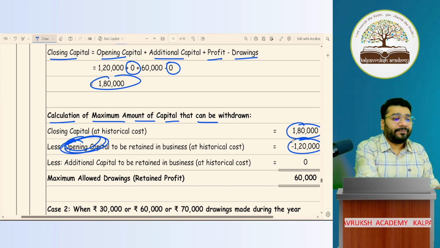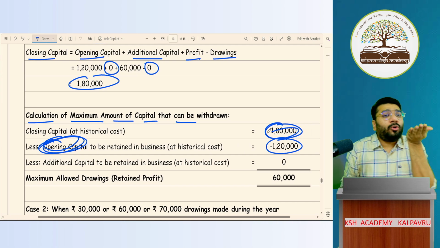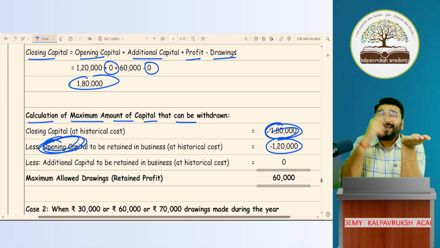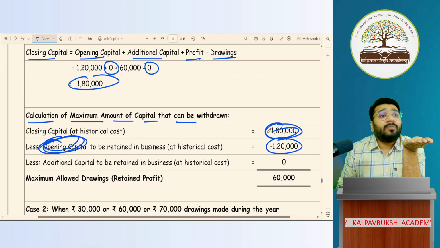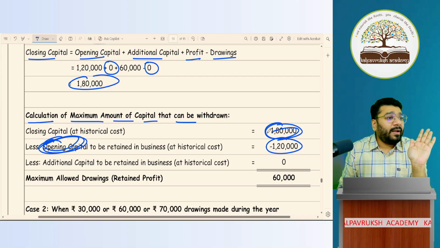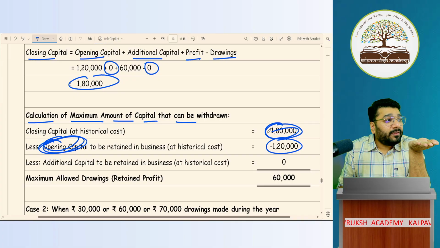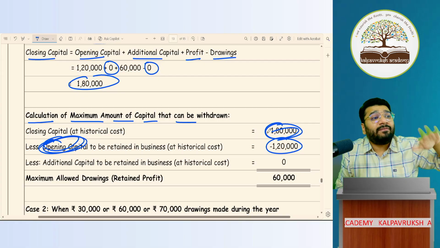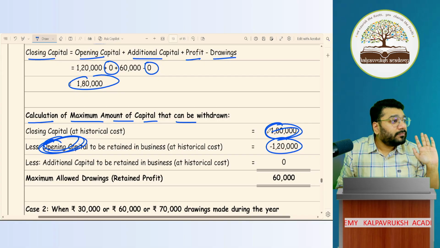One more time, sir. 1,80,000 is the money totally in hand. Yes or no? 180 is the total money in hand. In the start of the next year, how much money should be there in my hand? 120. How much is currently there in my hand? 180. How much extra is there? 60,000. That is the maximum amount that I can withdraw at the end of the year. Got it? Not got it?